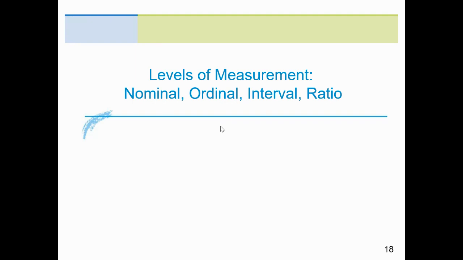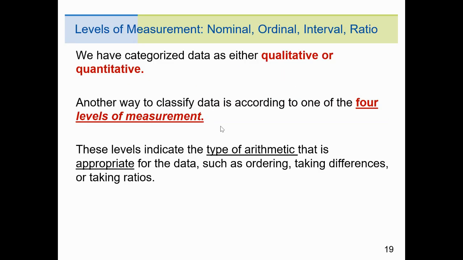Does it meet the ordinal? If it doesn't, then you stop at nominal. If it meets the ordinal, then you're going to go to the next. Does it qualify for interval? And then finally, if it meets all of the three previous ones, nominal, ordinal, and interval, you're at the ratio level of measurement. Sounds a little foreign, but let me give you some basic examples.